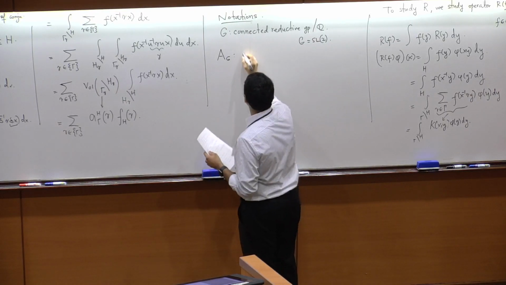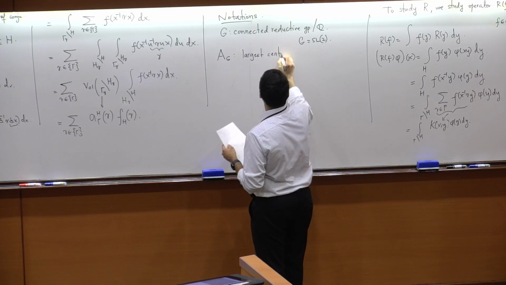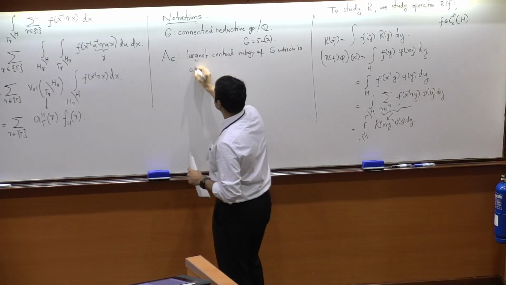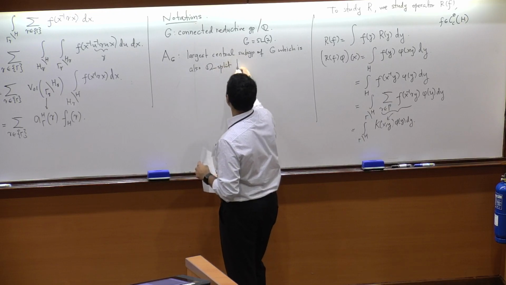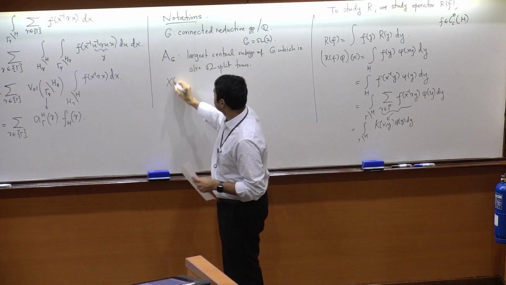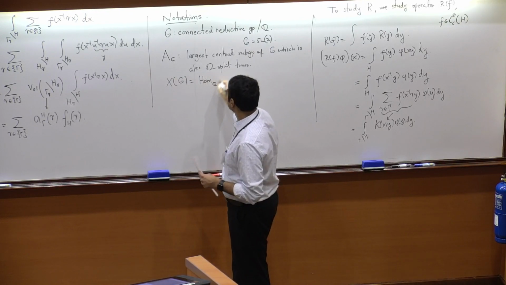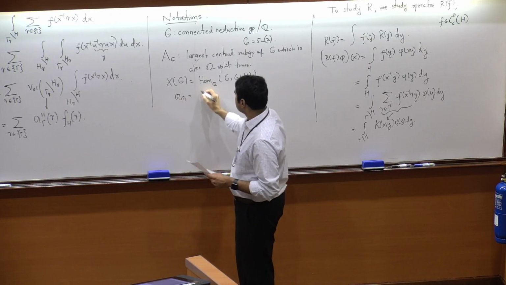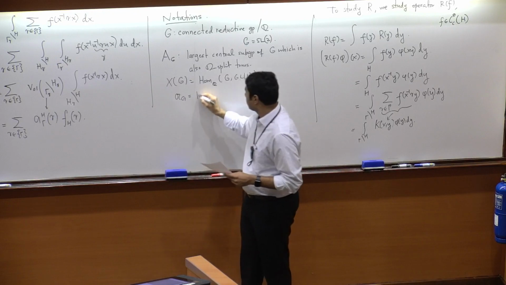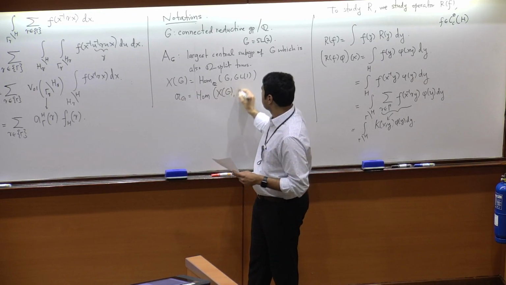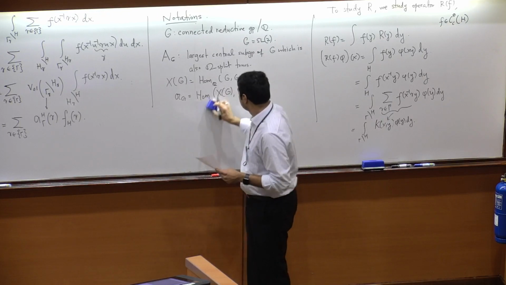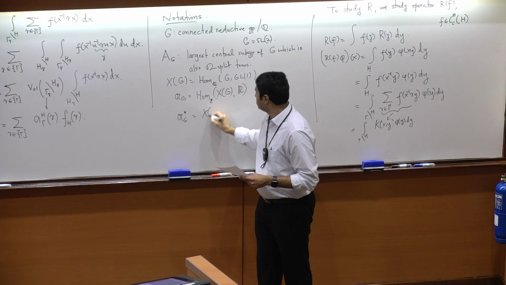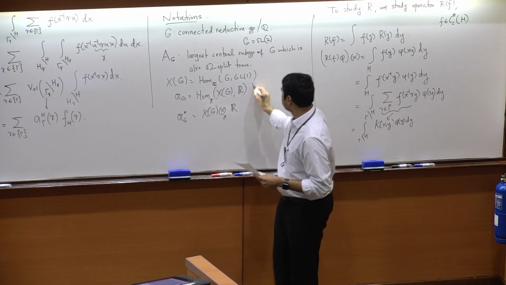Now here, A_G is the largest central, this is standard, Q-split torus of G, and X_G is the set of characters. This vector space is A_G = Hom(X_G, R), and A_G^* is X_G tensor with R. So these are real vector spaces.